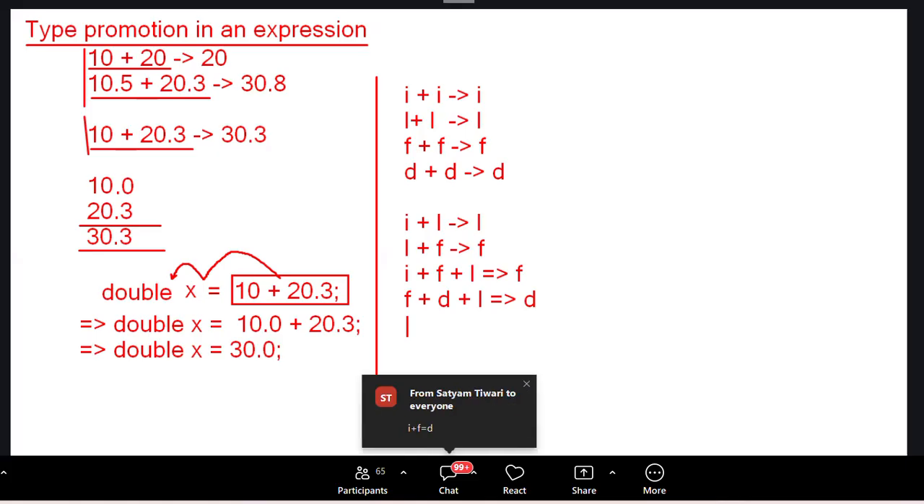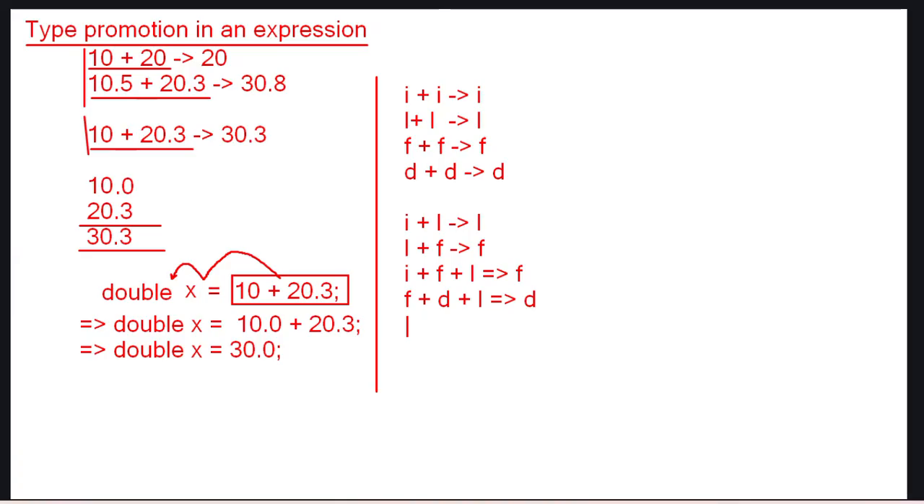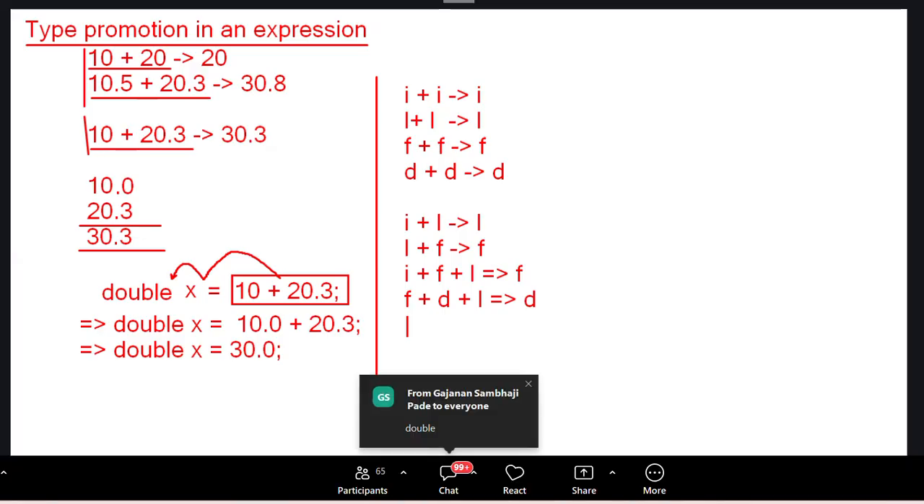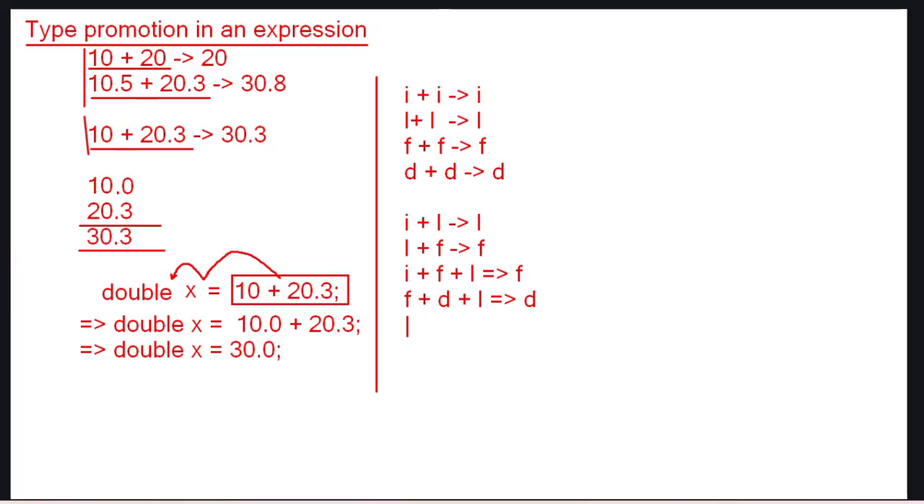This promotion is nothing but widening. If you want to answer, you have to remember the table: byte to short to int to long to float to double, with char to int. If you remember this chart, you can answer any question. Ready?